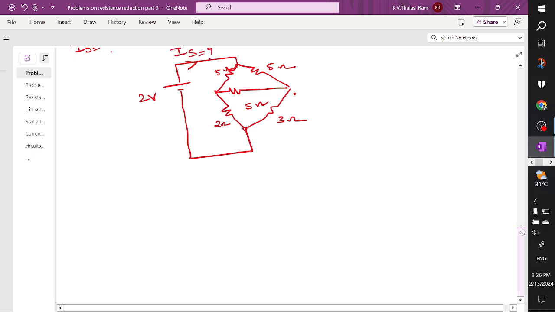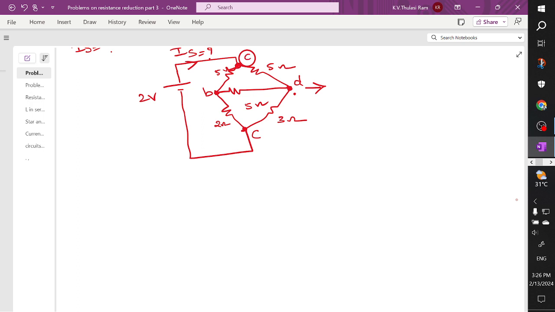So how to find it? Let's try to redraw it. So the nodes I'm going to mark as A. Here this node I'm going to mark as B, this node as C, and this node as D. So between A, B, D, I'm redrawing the network. So this is A, this is B, and this is D. So the given network has equal resistances and they are connected in delta.